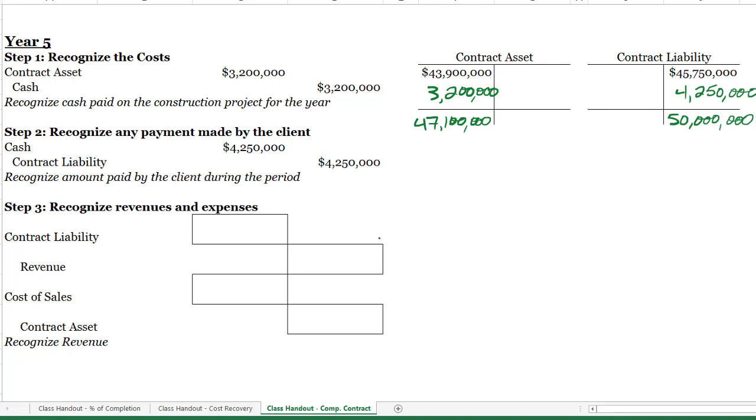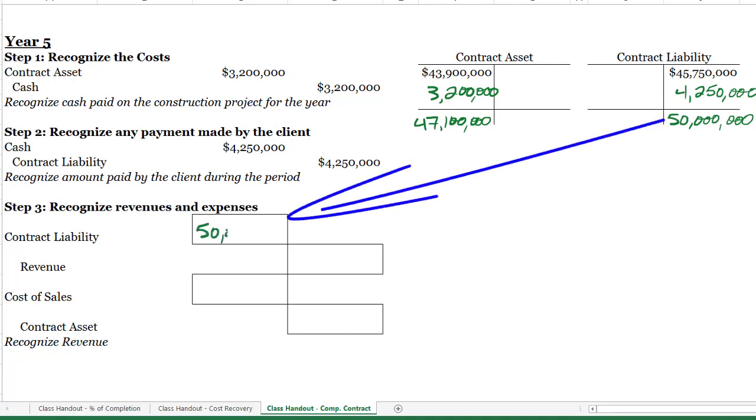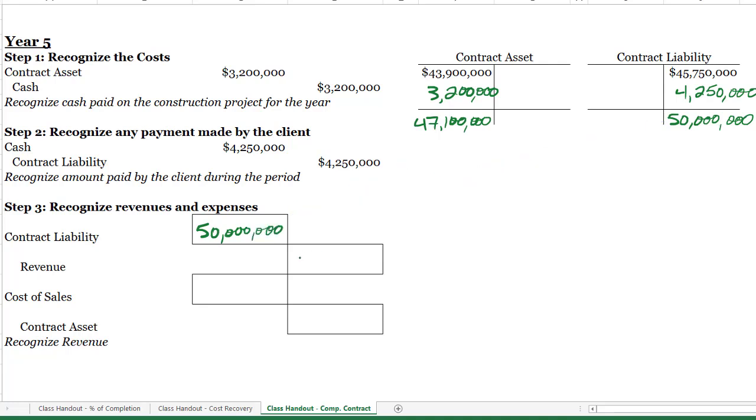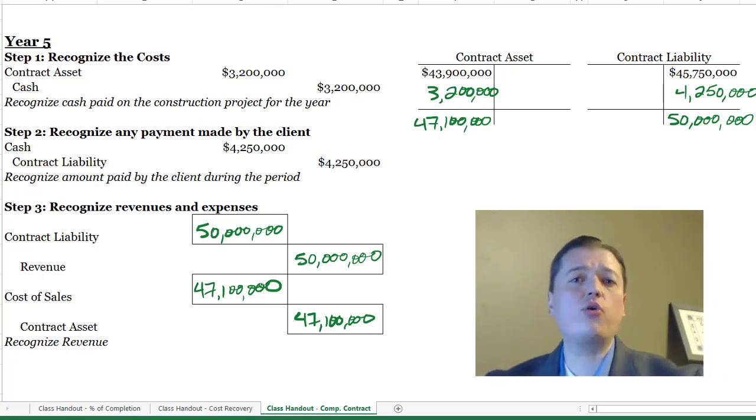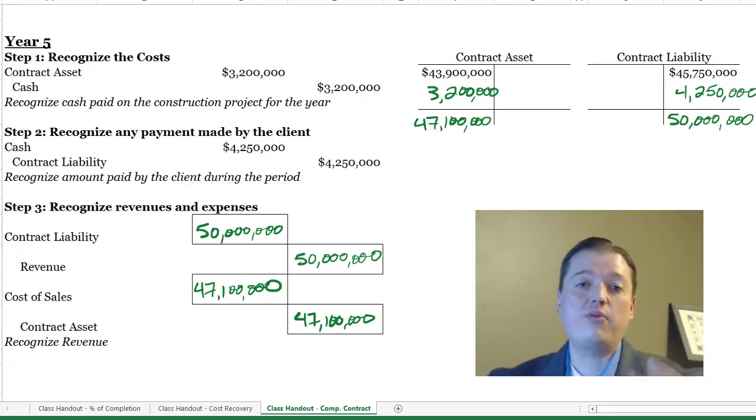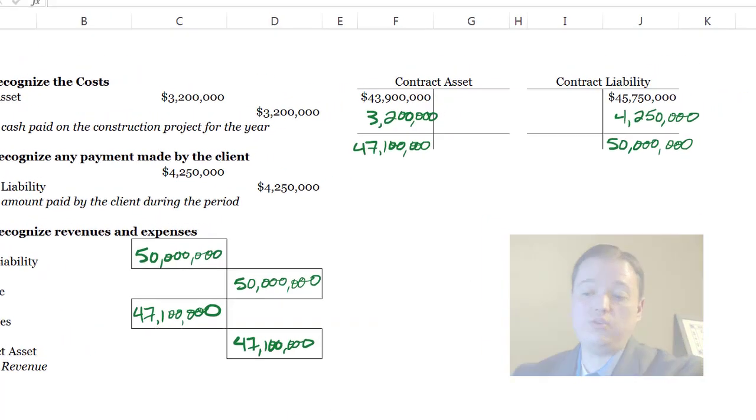So we start with the revenue. I get rid of the contract liability. And that becomes my revenue. Then, because I also have to get rid of my contract asset, that becomes my cost of sales. That's it. All there is to it, to this method. So really straightforward and easy, but again, remember that it's got a really negative consequence for my financial statements, and that's what companies want to avoid.